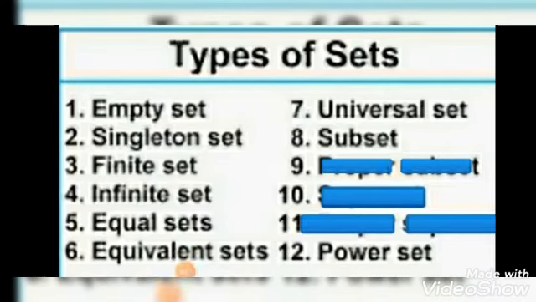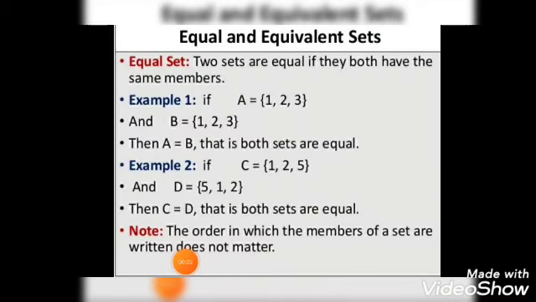Equal set. See here, equal set. Two sets are equal if they both have the same members. The same elements should be there in the given two sets. For example, if set A is equal to 1 to 3 and set B is equal to 1 to 3, same numbers. 1 is there in A and B, 2 is there in A and B, 3 is there in A and B.